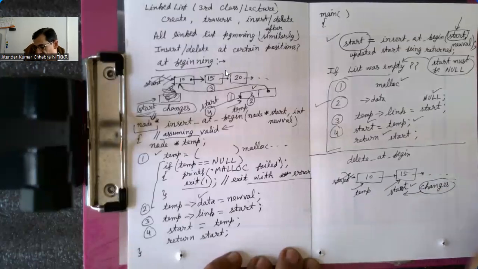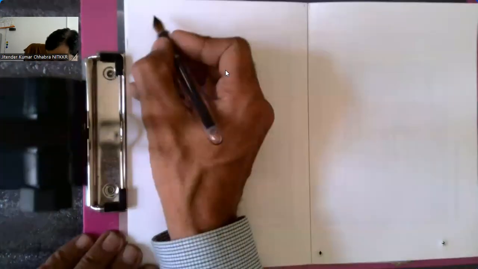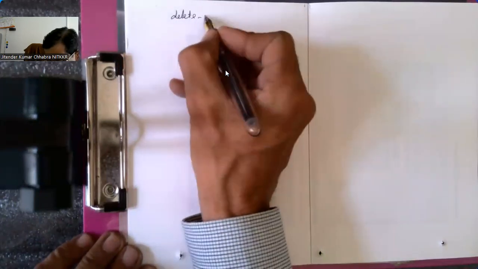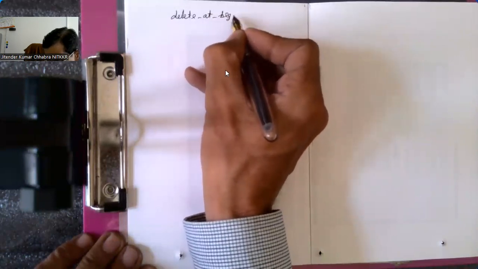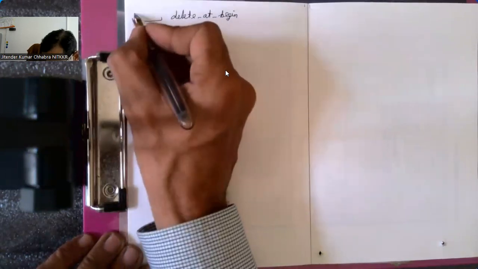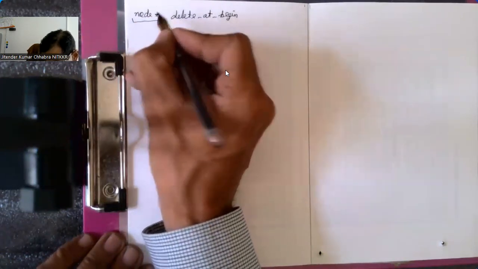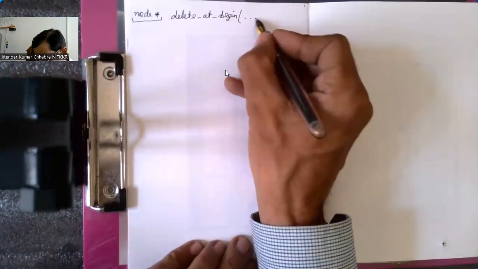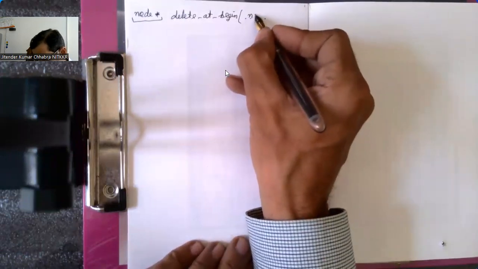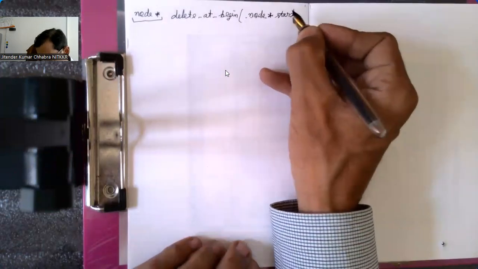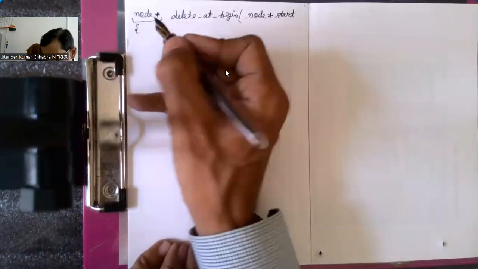So the process remains more or less similar to what we have just done. Having said that, if I have to write a function, I will call it delete at begin. It must return a node star because a changed start must be returned. Parameters, whatever I require, let's say node star start. For the time being, maybe this is enough. If I require something more, I can think of what to do.